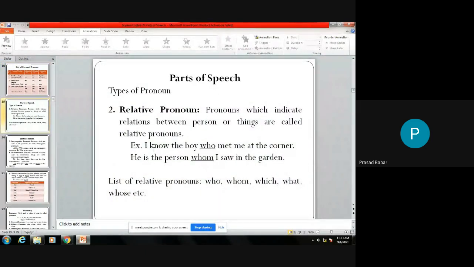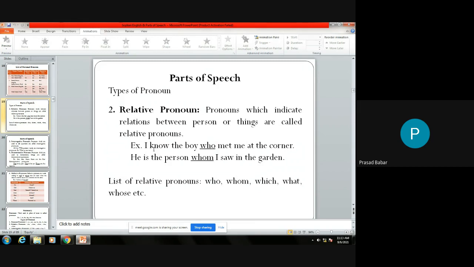We will move towards the second type of pronoun, that is relative pronoun. Okay, so what is a relative pronoun? The pronouns which indicate relations between persons or things are called relative pronouns. So these are the pronouns which indicate relations between people or things. Okay, so let's elaborate it with an example.